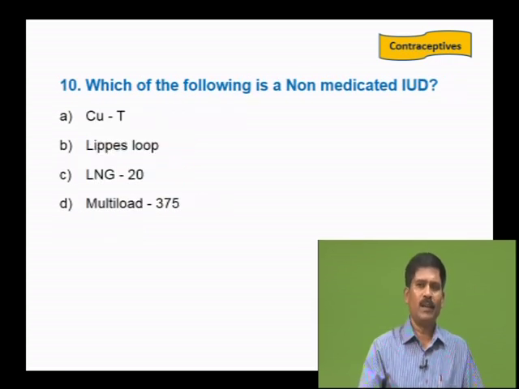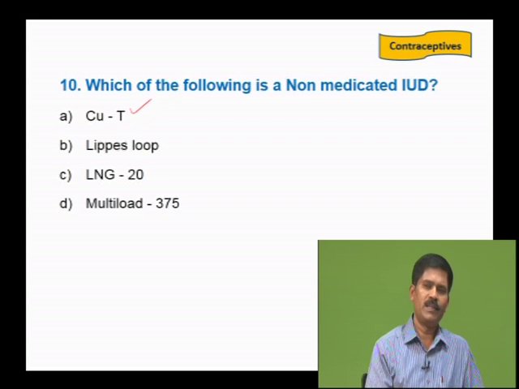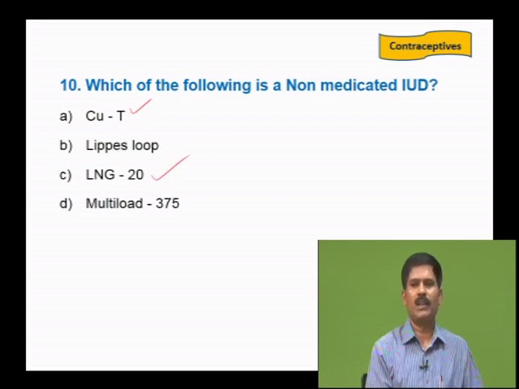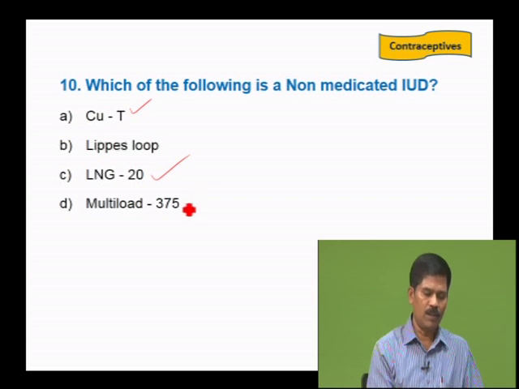Which of the following is a non-medicated IUD? You know, among intrauterine devices 3 categories come: non-medicated, copper releasing and hormone releasing IUDs. Copper releasing IUD is not the right option. LNG20, it's a hormone releasing IUD. This is also not the right option. Multiload 375 is also a copper releasing IUD. So these are copper releasing IUDs. Therefore, the right option is Lippes loop or spirals, because they are non-medicated IUDs.